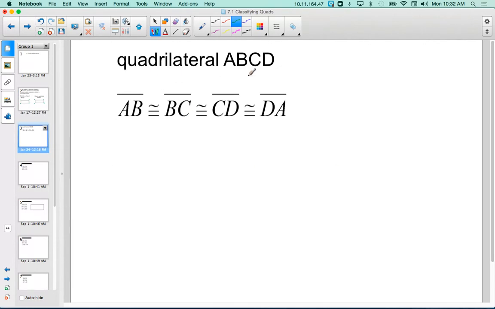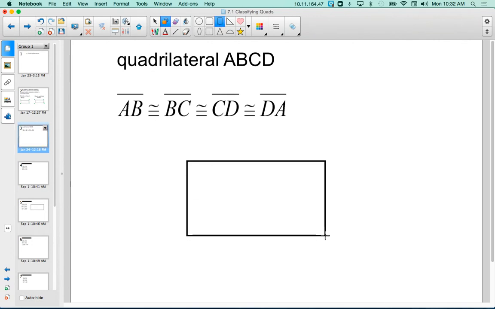So here we have quadrilateral ABCD. Now again, I'm going to draw this. It's going to look like a rectangle, but I'm only doing it so I have something to label, so I have something to label my congruent parts on, and we can then adjust it accordingly. All right, so A, B, C, D. So I'm going to go ahead and label my vertices A, B, C, and D. Okay. We're told that AB is congruent to BC, which is congruent to CD, which is congruent to DA. Looks like all four sides are congruent.